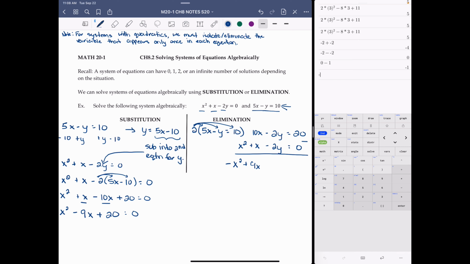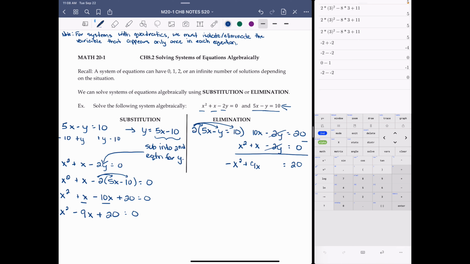Negative 2, again, negative 2 minus negative 2, we get 0. So the y's are just completely gone. We don't write 0y, we just leave it blank there. And then 20 take away 0 is 20.